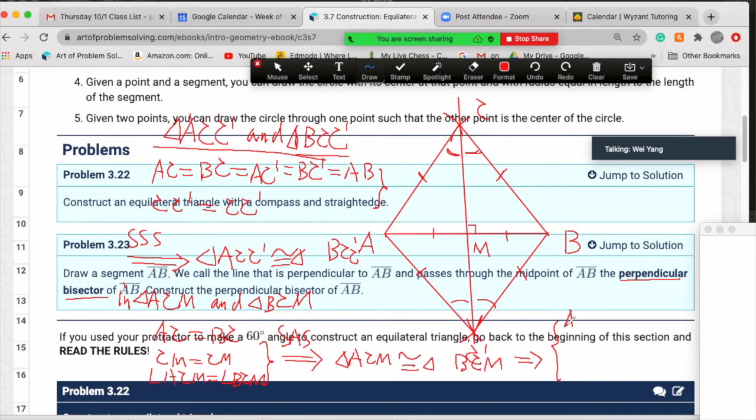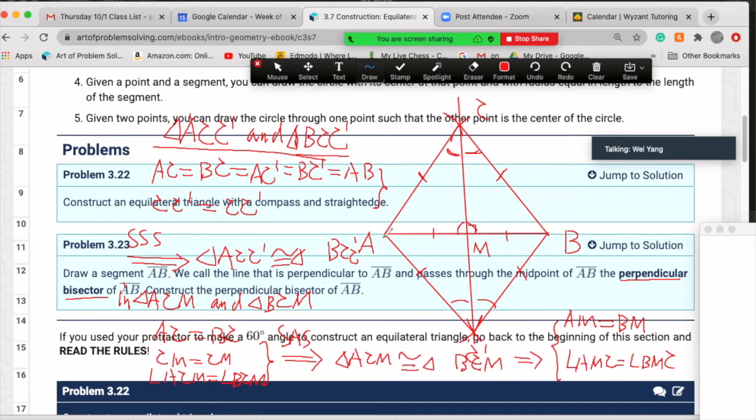After these two triangles are congruent, we can get two things. One, AM equals BM, right? Since these triangles are congruent, AM and BM are corresponding sides, so AM equals BM. Then we can also get angle AMC equals angle BMC. These two angles are corresponding angles. We still don't know if they're right angles, but definitely this angle equals this angle, because they are corresponding angles in these two triangles.